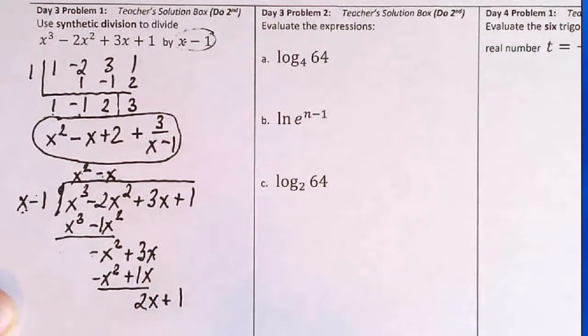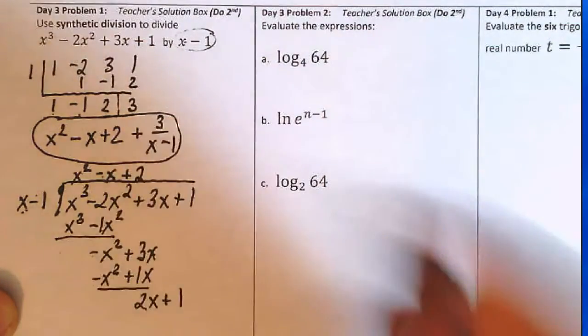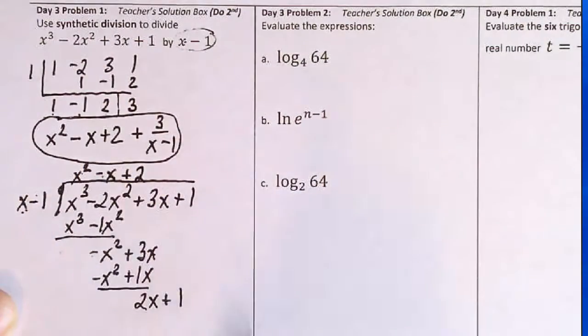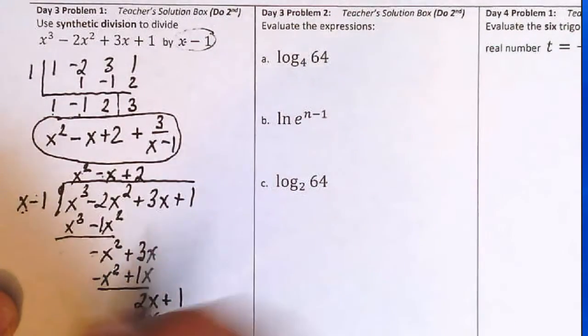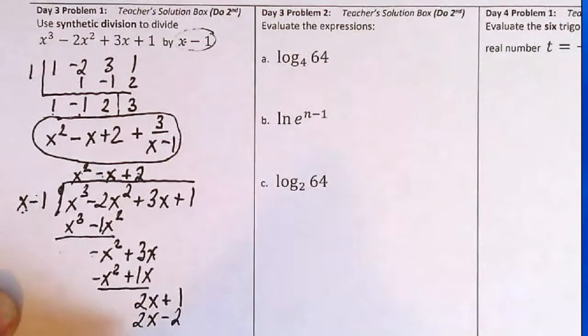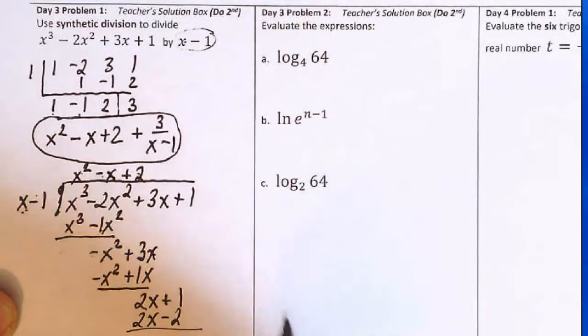X divides into 2x how many times? 2 times. So you'd write a plus 2 up above. And then you multiply these together. 2 times x is 2x. And 2 times negative 1 is negative 2. And then you subtract. 1 subtract negative 2 is actually 3.